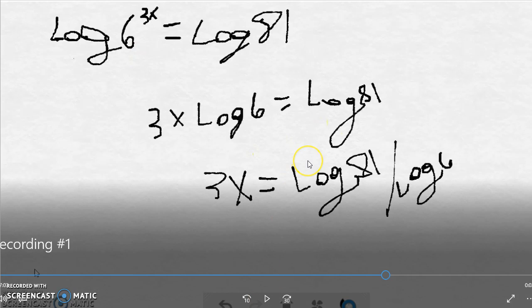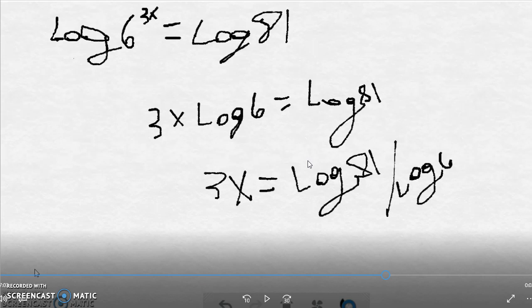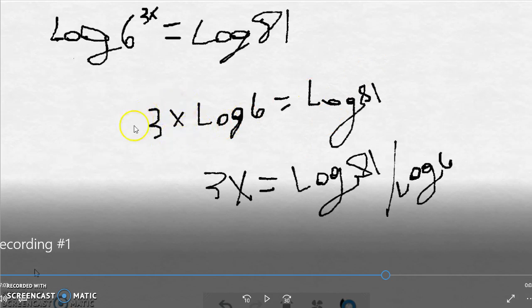Okay, so I'm going to walk through this with you guys. So we're going to be solving log 6 to the exponent of 3x is equal to log 81. As we remember, exponents will go in the front, represented by the 3x in front of the log 6 is equal to log 81. And we're going to try to get the x by itself. So we're going to divide both sides by log 6. So, log 81 divided by log 6 is equal to 3x.